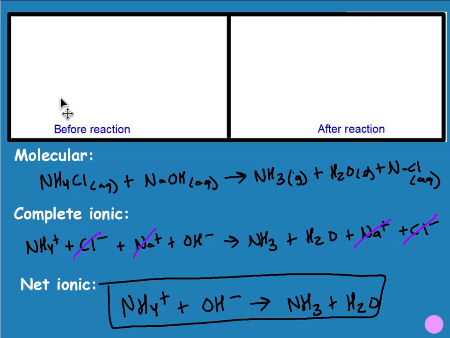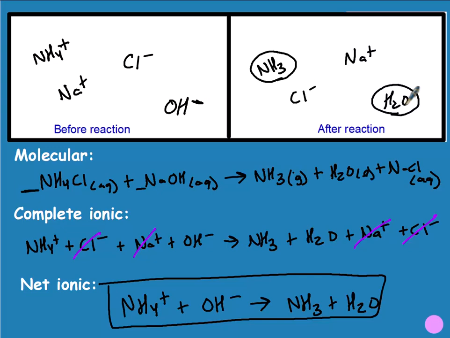Go ahead and draw your before reaction. Like the last 2 times, let's go with the balanced equation and just say that we have 1 of each. Restart when you finish the before reaction. So our before reaction, everything's broken apart, and go ahead and do your after reaction.